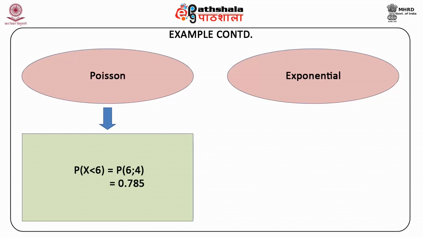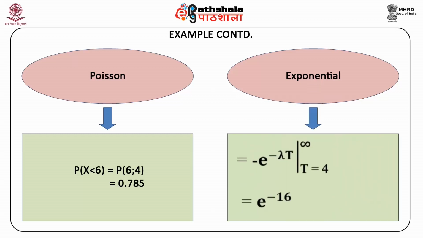Thus, Poisson P(x less than 6) is equal to P(6, 4), which is equal to 0.785. Exponential P(time between occurrences of accidents greater than 4) is equal to the integral from 4 to infinity of lambda e^(-lambda t) dt, which is equal to [-e^(-lambda t)] varying from 4 to infinity, which is further equal to e to the power minus 16.